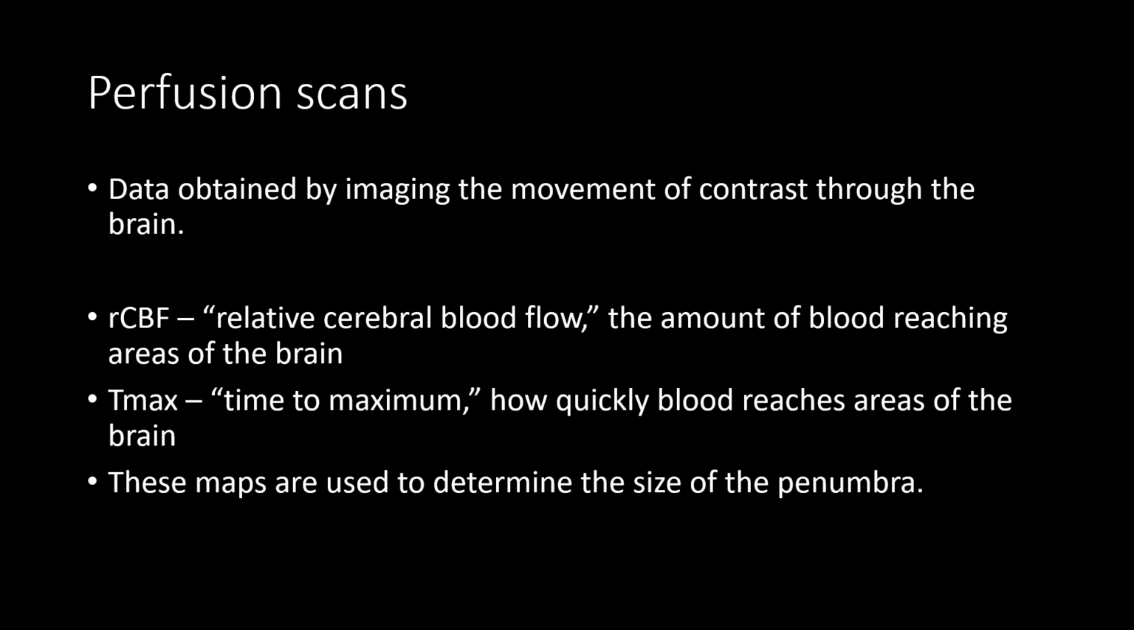If Tmax is increased, blood is taking longer than expected to arrive at the area of the brain, and that area is considered at risk for dying. Comparing these two maps will help us determine the size of the penumbra, which is the brain tissue that is at risk for dying but is still salvageable.